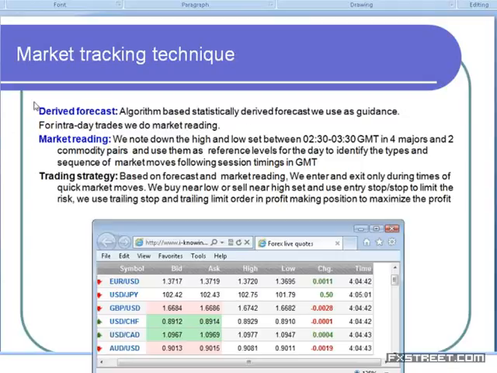I was developing a statistical algorithm with which I am in a position to give the expected market moves and also the time frame. So when exactly we'll be able to see the low, when we are likely to see the high, and what sort of trade we'll be able to do based on the derived forecast.